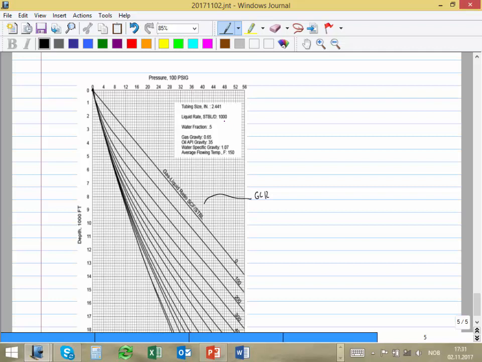Remember, this is for a fixed rate. The liquid rate is fixed at 1,000. The tubing size is also fixed. The gravity of the oil, the gravity of the gas, the gravity of the water if there is any water, and the temperature are also fixed. Everything is fixed in this curve. The only thing that is not fixed is what happens with pressure when you go deeper and deeper. And this is a vertical well.